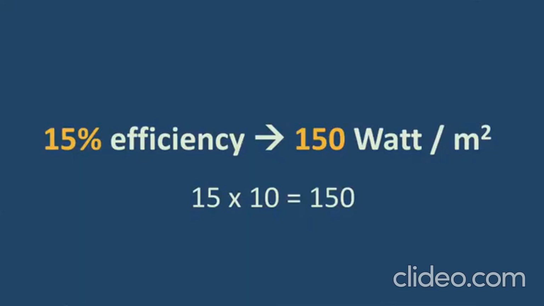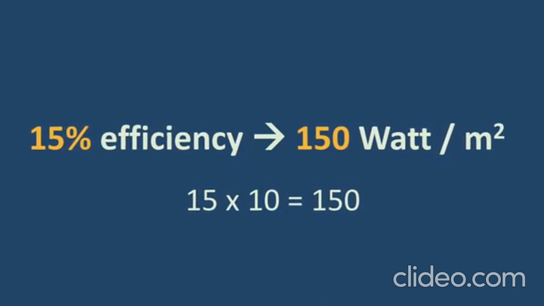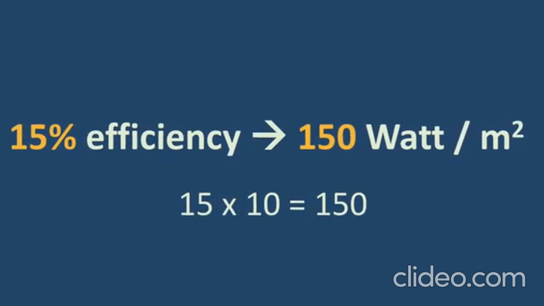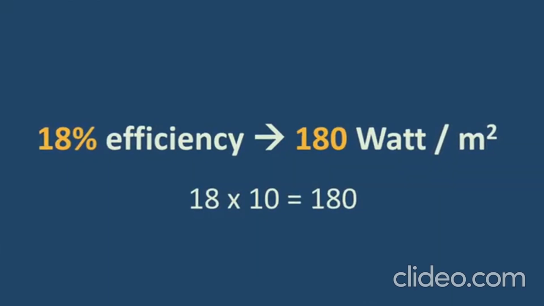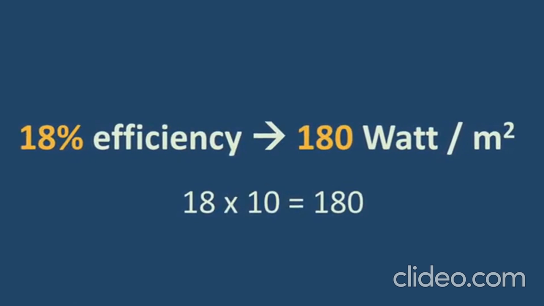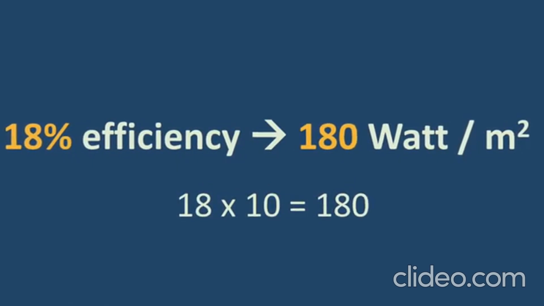The next point is how much area a solar panel takes, or to fulfill my application for homes, how much area do I need? I'm going to tell you a very simple thumb rule today, which will be very handy for you. The thumb rule is that if your efficiency is 15%, then a solar module will produce 150 watt per meter square, or 10 times the efficiency number. So if your efficiency is 18%, your solar module will produce 180 watt per meter square.